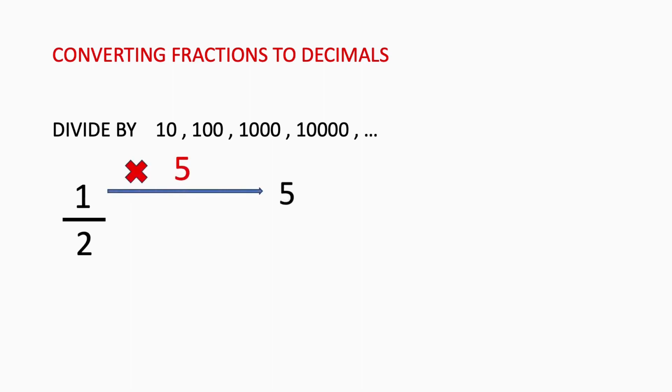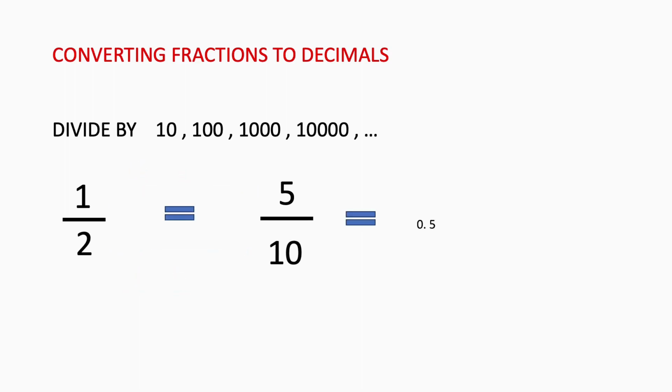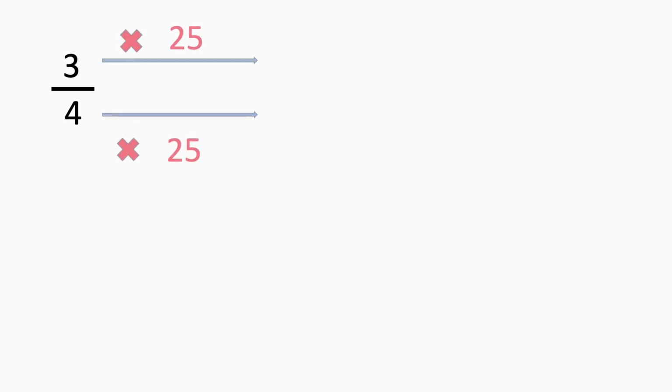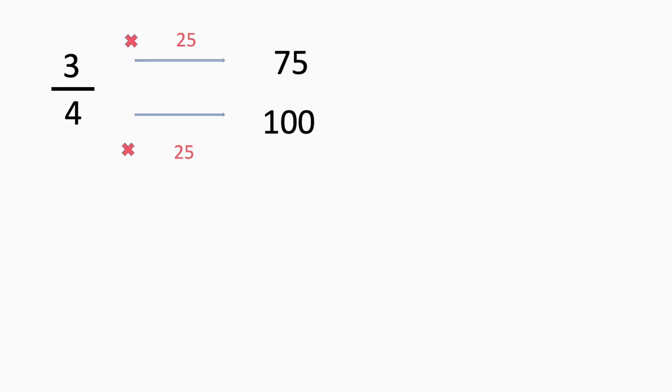Look at this example. First example, 1 over 2. If we multiply the numerator and denominator by 5, it will be 5 over 10, which we can write in decimal format, which will be 0.5. Next example, 3 over 4. To convert 4 to a power of 10, we can multiply it by 25. To reach 100 in this case, the total amount will be 75 over 100, and its decimal form is 0.75.